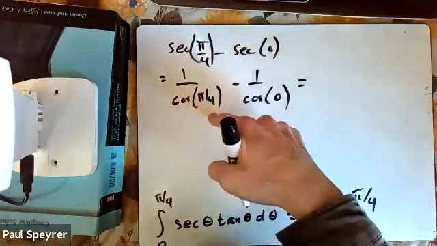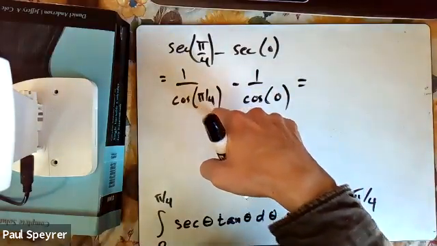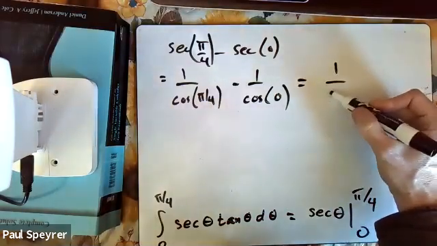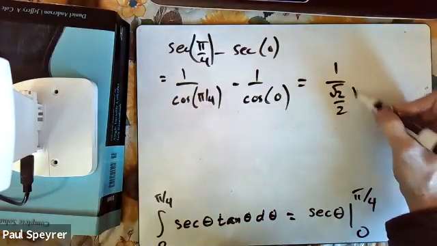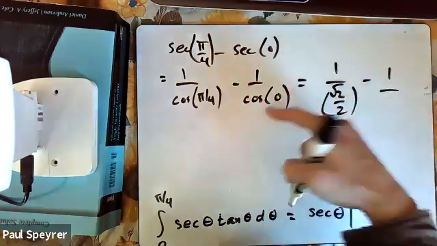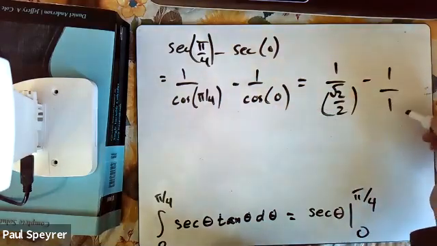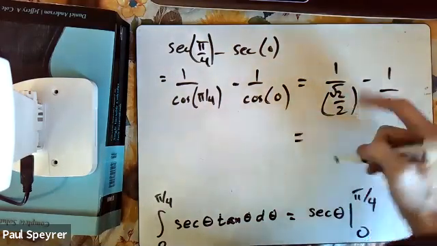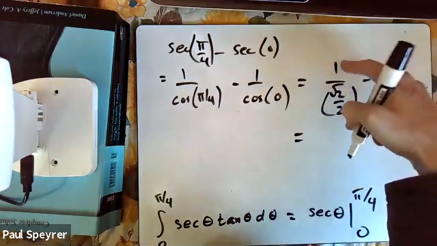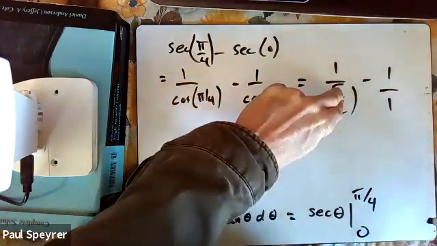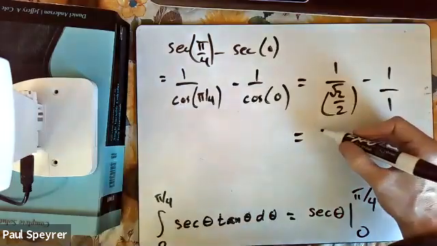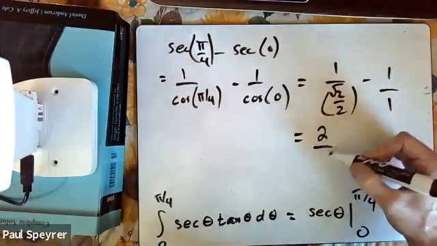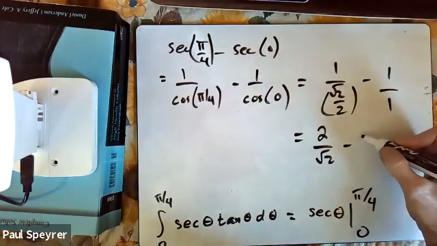So what is cosine of pi over 4? That's the square root of 2 over 2. So we have 1 over square root of 2 over 2 minus 1 over, what's cosine of 0? 1. Now, what happens with this? Remember, when you have a fraction divided by a fraction, we can take this and bring it up top by flipping it. So this is 2 over root 2 minus 1.